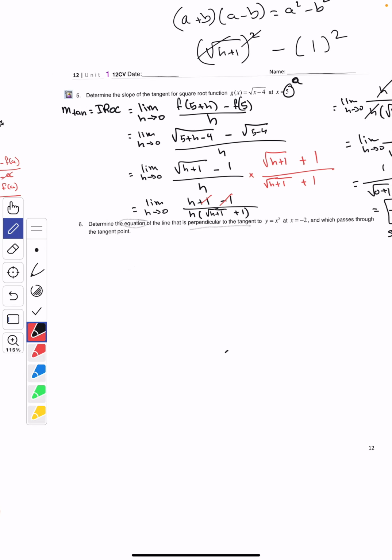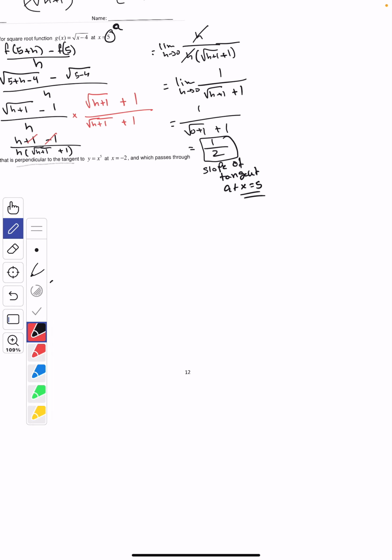So we're looking at the graph, which is x to the power of 5. I have a graph that looks like this, and I'm looking at -2. This is my point here, and this is my tangent line. But I'm looking at the equation of the line that's perpendicular to it.